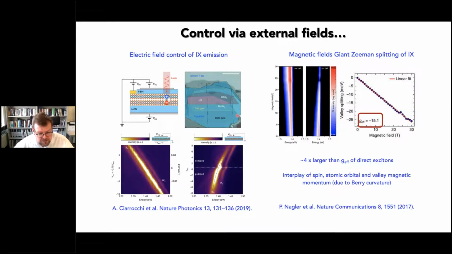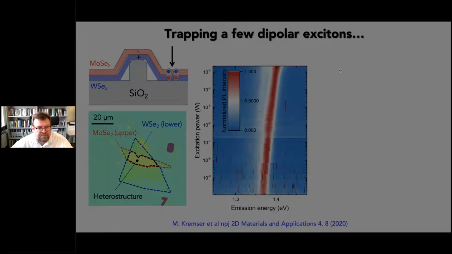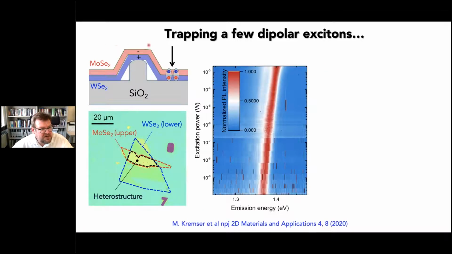What I want to show you in the last few minutes of my talk is how we can actually trap one, then two, then three dipolar excitons in a strain-induced trapping potential, and you can kind of measure the interaction, the repulsive interaction between them. So for this, we've done the trick I showed you earlier in my talk, where we take essentially a pillar and we locally spike the monolayer, the bilayer here. So there you see the picture.